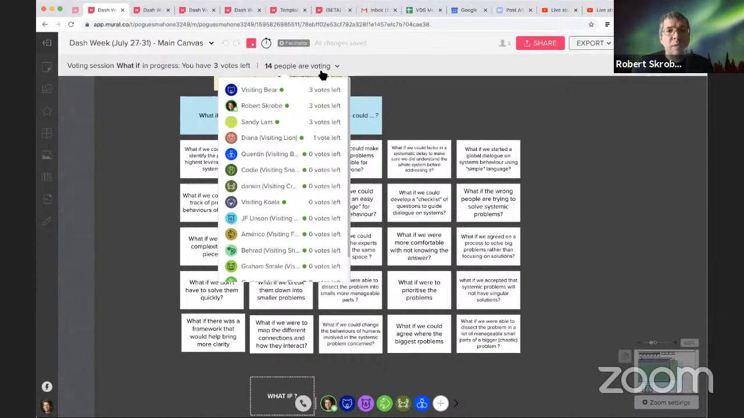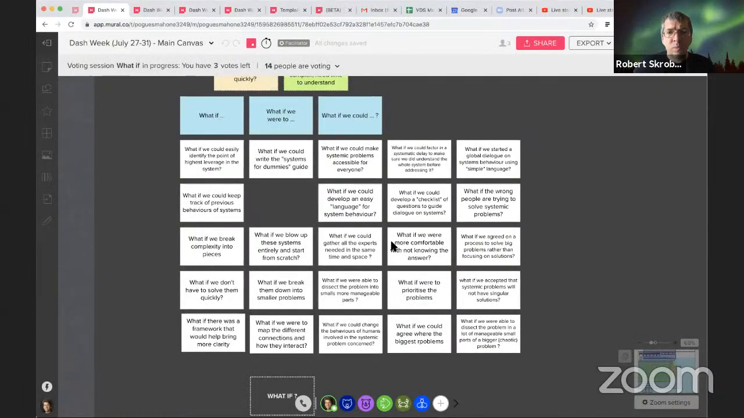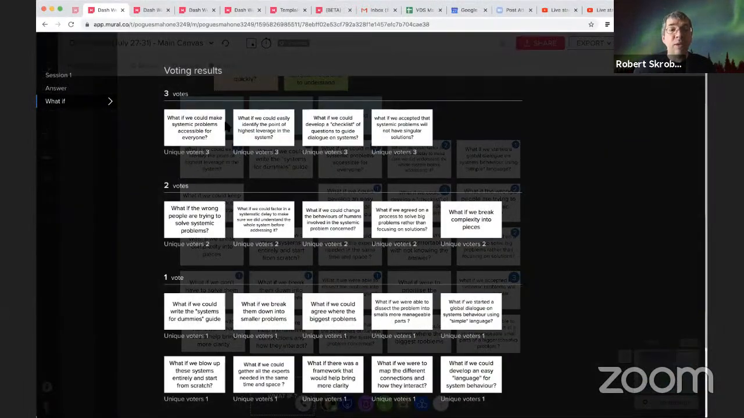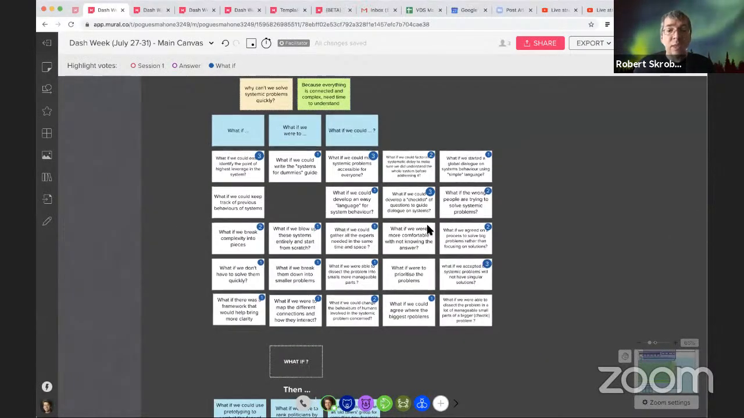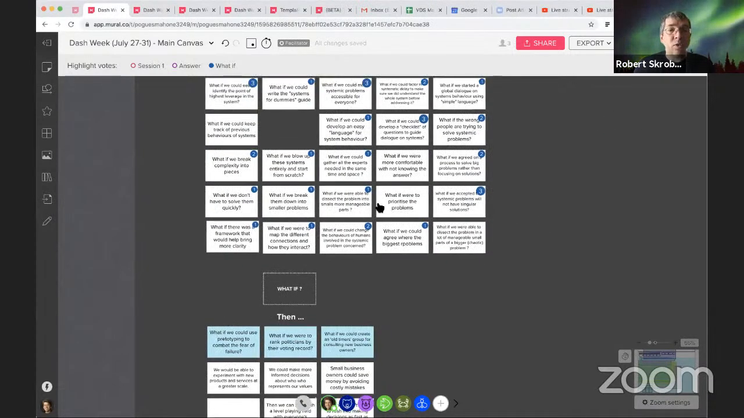Okay, it looks like the bear and Sandy Lamb are not voting this time around, so I'll close down the voting session. So here, wow, we've got 3 with 3 votes. So we have 4 what ifs here that all could potentially be down in the then. For the time constraint that we have, I'm going to just choose one of the 3 and bring it down there. Normally we would take it into another exercise where we would do a little bit of mouse over to see which one would be what.